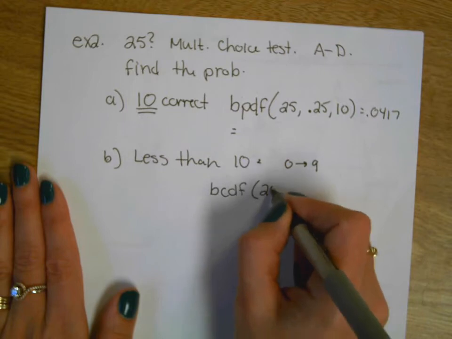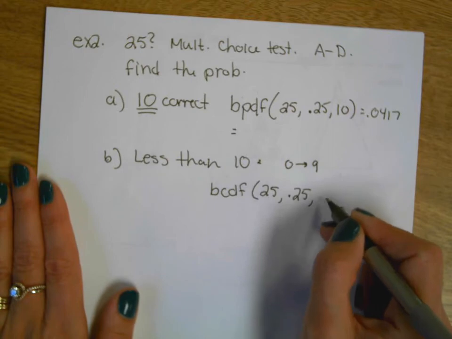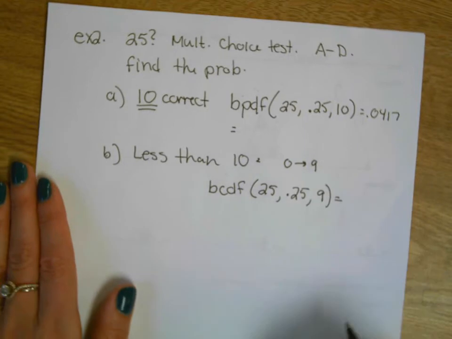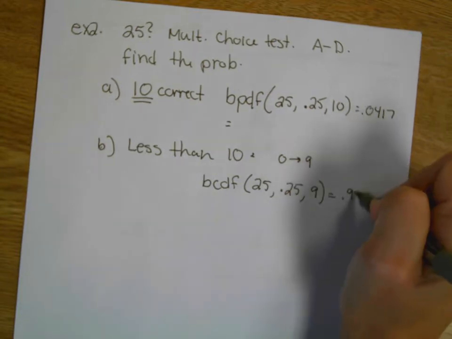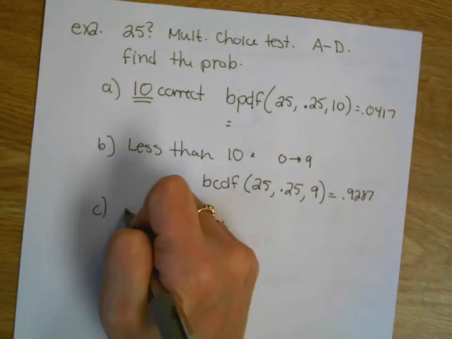So we're doing 25 trials still, 0.25. And what's the last X value we want added in? 9. I got 0.9287. Yeah, I figured that would be high.